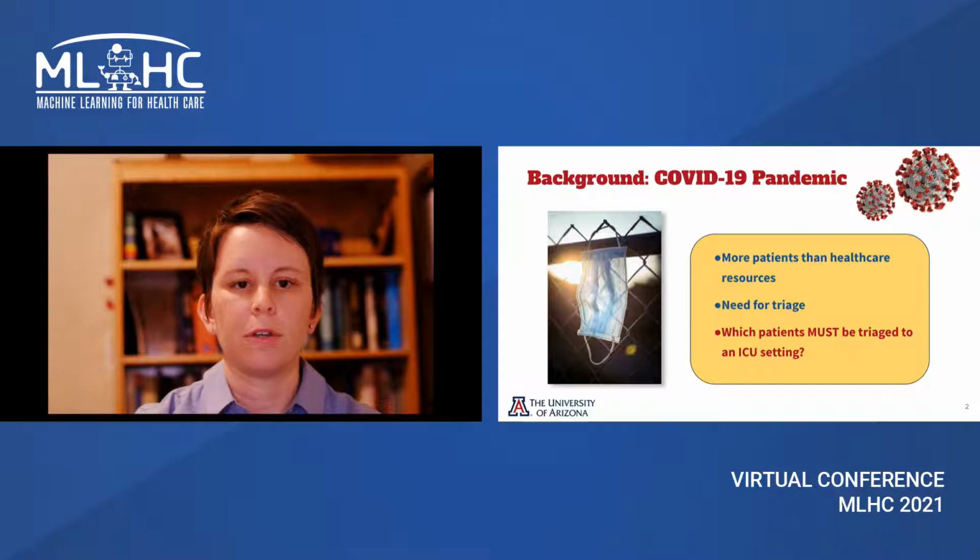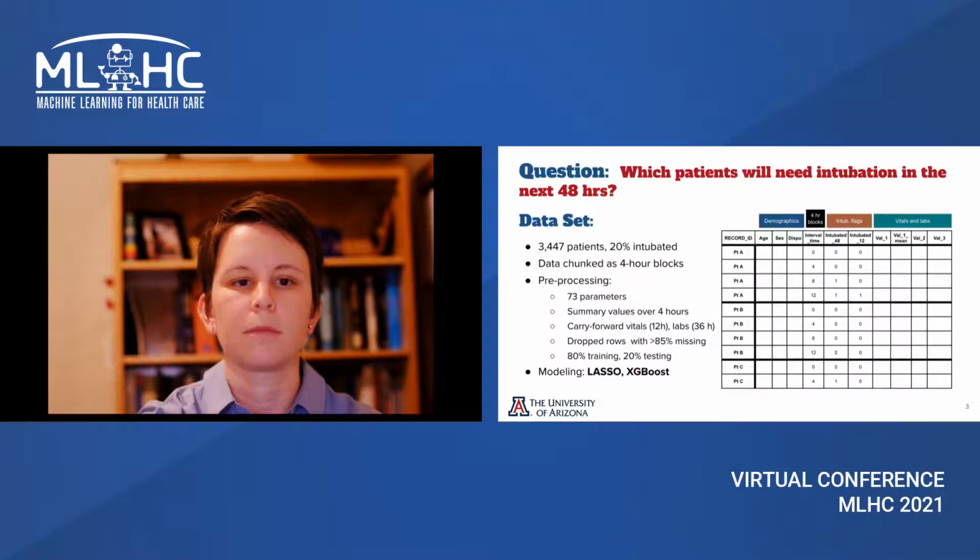During the COVID-19 pandemic, it has become common for patient needs to exceed health system resources. Clinicians then are forced to use judgment about which patients are most likely to require hospital and ICU resources. We sought to develop an objective tool to help with the triage of patients with COVID-19. We focused on the question, which patients will require intubation within the next 48 hours?